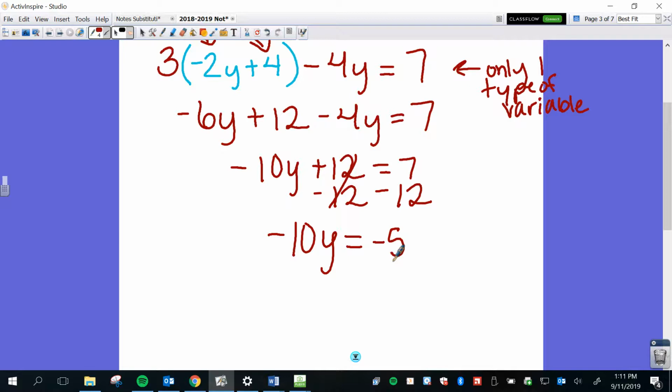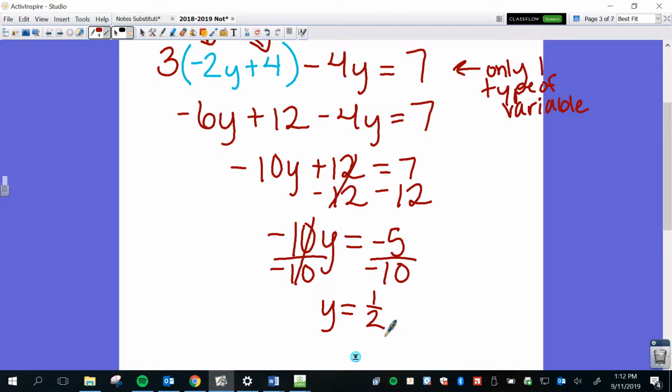Now, I want to get y, so I divide by negative 10. Divide by negative 10. So I'm looking at y is equal to negative over negative cancels. 5 over 10 is a fraction, which reduces to 1/2. Right? Okay. All right, we got y.